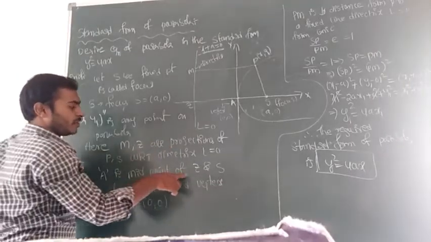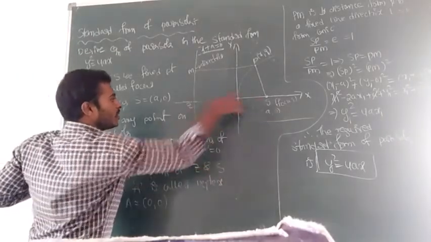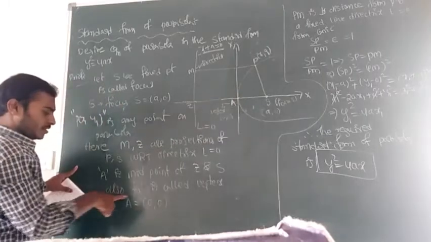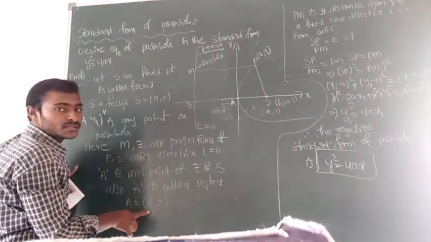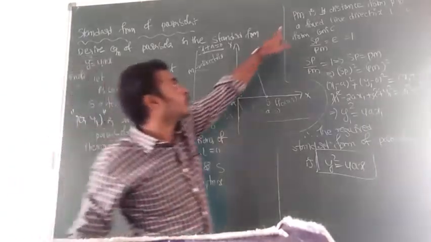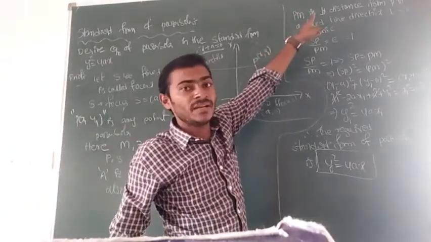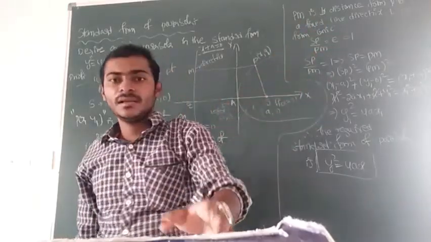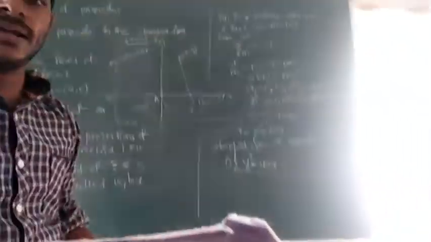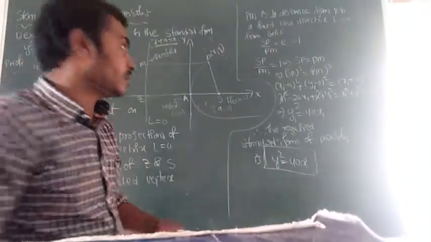A is the midpoint of Z and S. Also A is called the vertex. Now A is the origin, 0, 0. PM is the perpendicular distance from point P to the fixed line, the directrix L equal to 0.